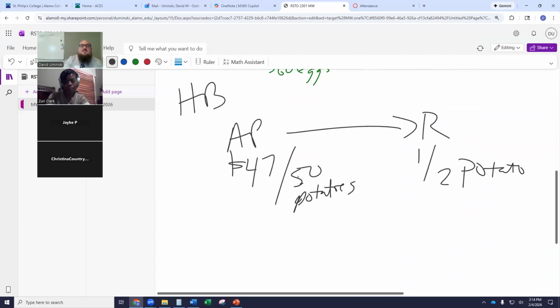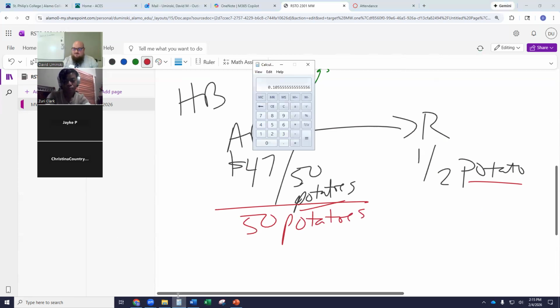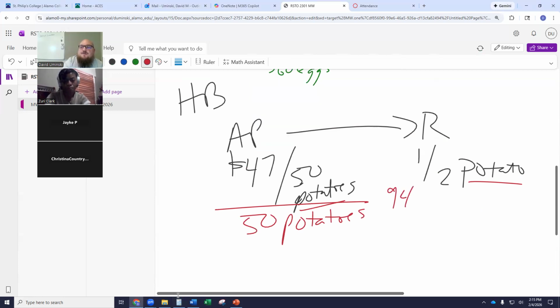All right, first question is what? Do our units match? Potatoes, potatoes? Yeah, that's awesome. Which means now we just have to get down to the cost of one potato. So how do we do that? $47 for 50? Yep. So $47 divided by 50 potatoes. When we do that, 47 divided by 50, my cost is 94 cents per potato.